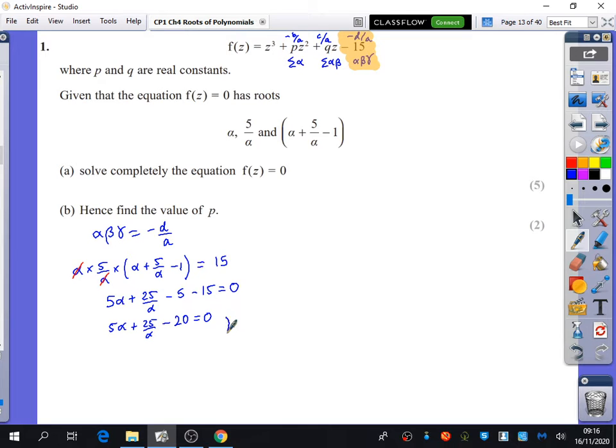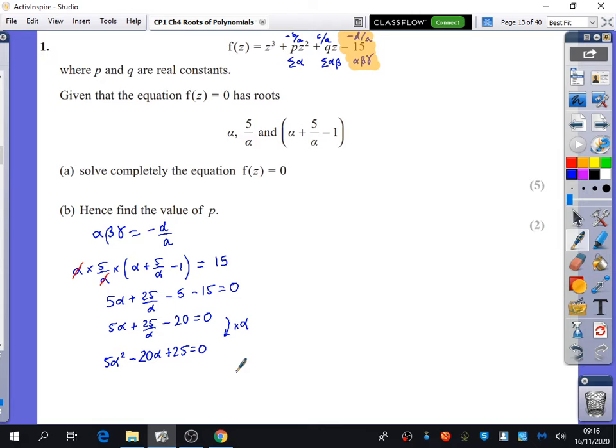We need to times everything by alpha. This is actually a kind of quadratic, like in disguise. So I would have 5 alpha squared. I'm going to just put this next bit here. I'm going to do the 20 times alpha, and I'm going to write that next because then I have minus 20 alpha. And this multiplied by alpha is 25, which is equal to 0.